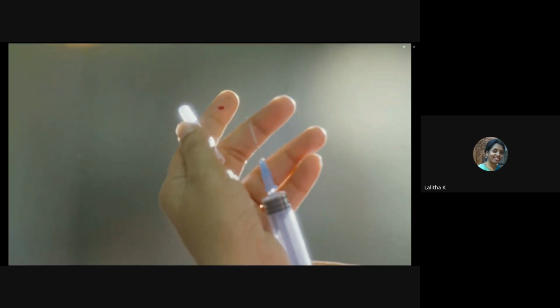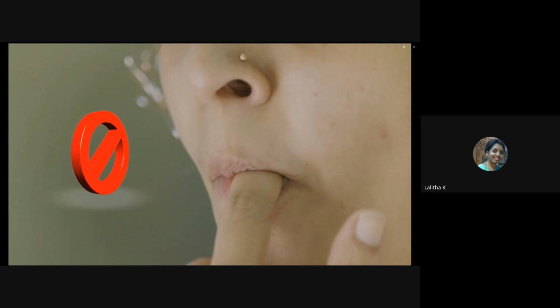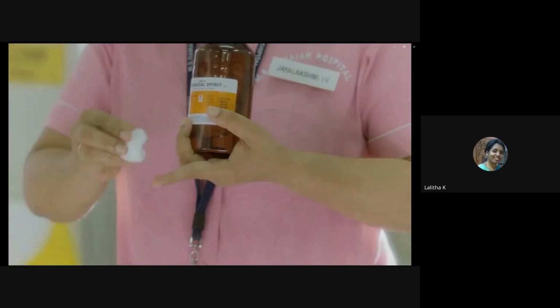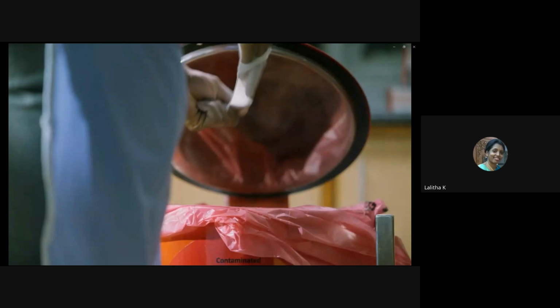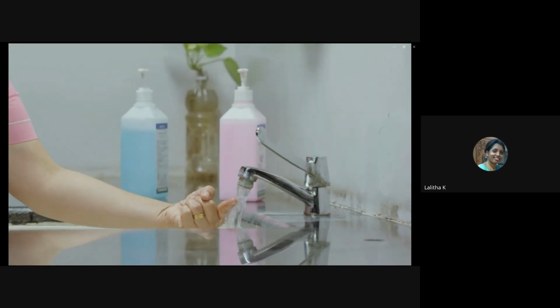When such an occupational injury occurs, do not panic. Do not put the finger into your mouth. Do not squeeze the blood from the pricked finger. Do not apply any disinfectant. What you should do is remove gloves and place hands under running water for 5 minutes.